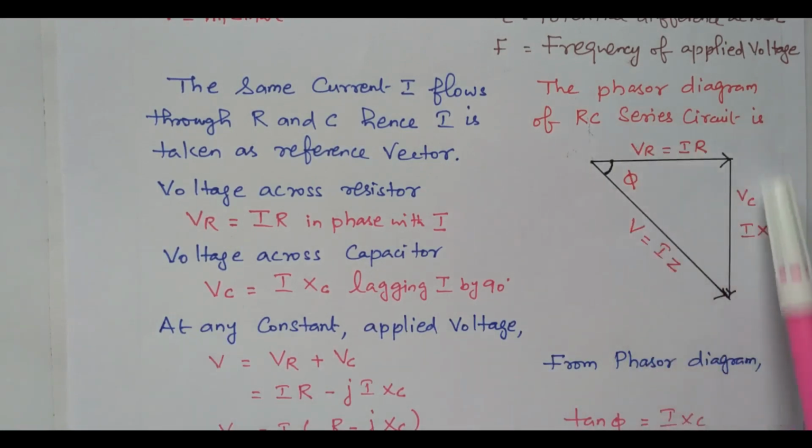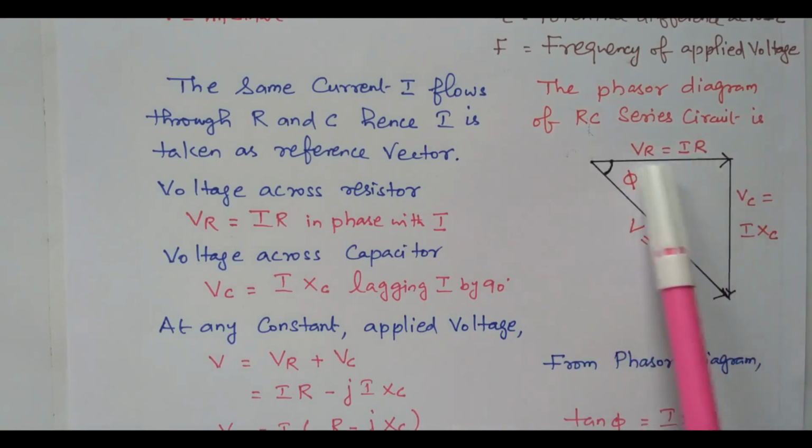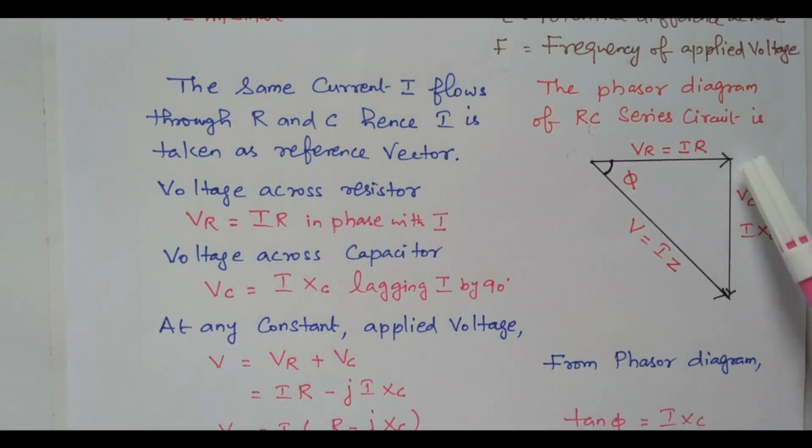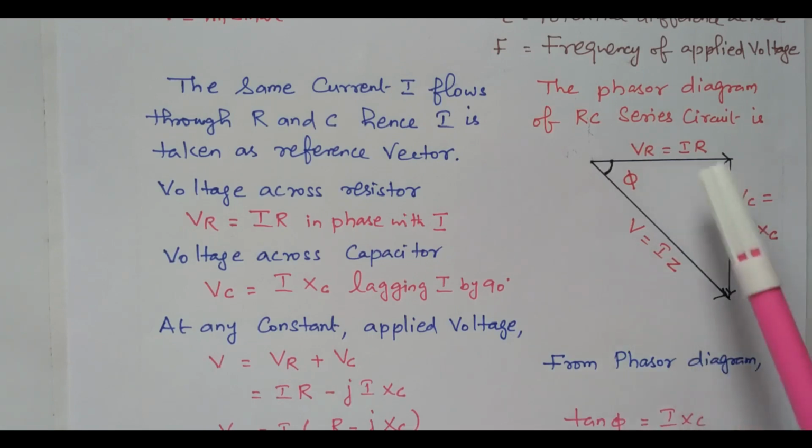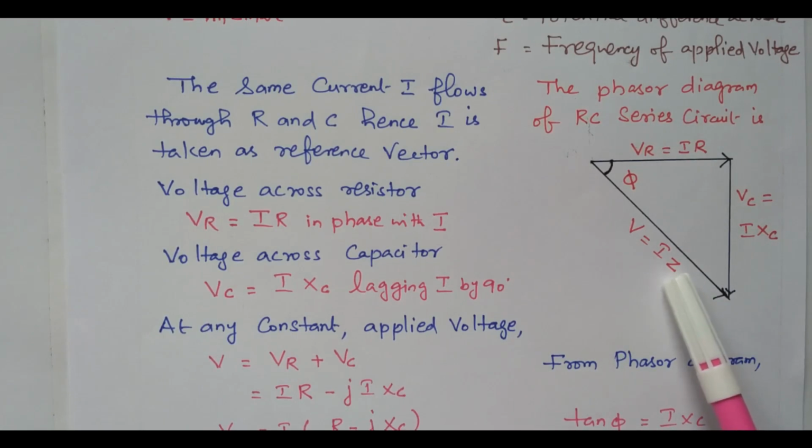So based on that, the phasor diagram is available. This is the voltage drop across the resistor, VR equal to IR. This is the voltage drop across the capacitor. The voltage across the capacitor is lagging the current, so it is drawn downwards. VC equal to I into XC. The sum of these two is the total potential, V equal to I into Z, where Z is the impedance of the circuit. The vector sum of resistance and capacitive reactance is the impedance. So here the voltage is lagging the current, so it is drawn in the downward direction.